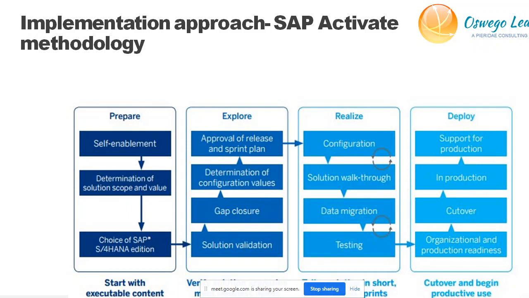Then it is the deploy phase, support from production. In production, there are cutover activities, data migration activities, and organization and production readiness. So this is the concept of the SAP Activate methodology that is very much required for C4HANA implementation.